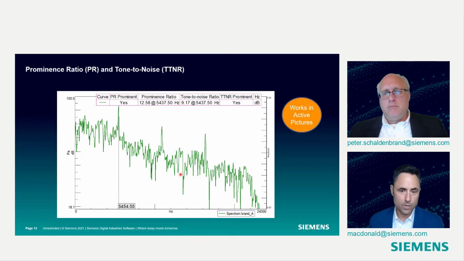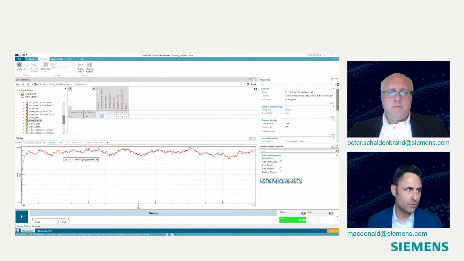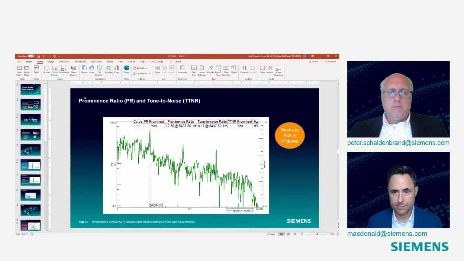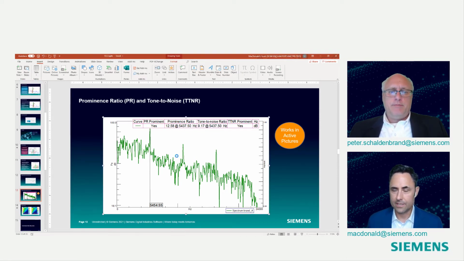Okay. One of the neat things about this is that tone to noise and prominence ratio actually work in what we call active picture. So you see I brought PowerPoint over here. And if I double click on this active picture, which is a plot I made in Test Lab, I can actually open it up right here in PowerPoint and then interact with the data as if I were in Test Lab, when I don't really need a license of Test Lab to do that.